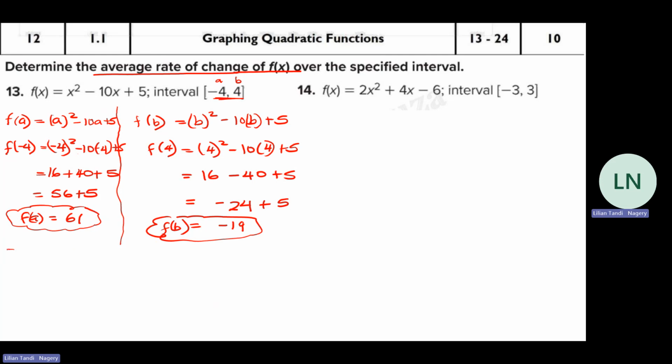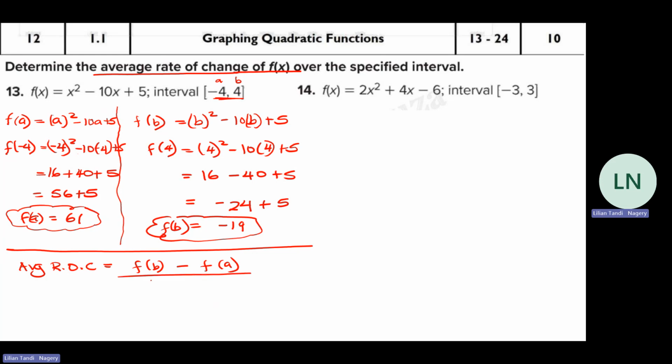Now you want to find the average rate of change. So you write here: average rate of change equals f of b minus f of a over b minus a. So this is y2 minus y1 over x2 minus x1. That's how you're looking at it.